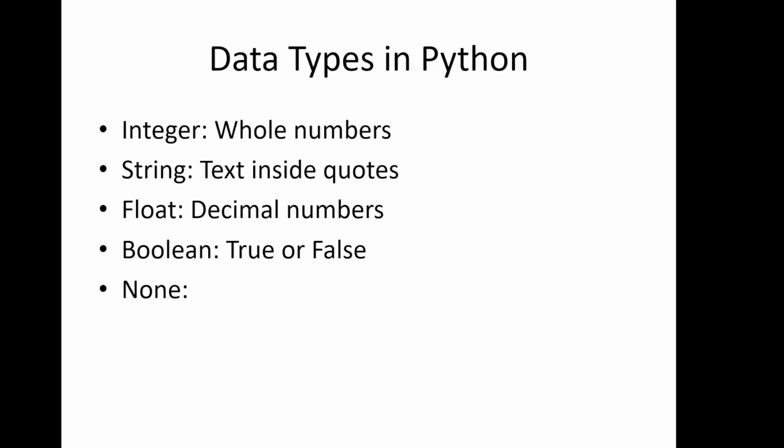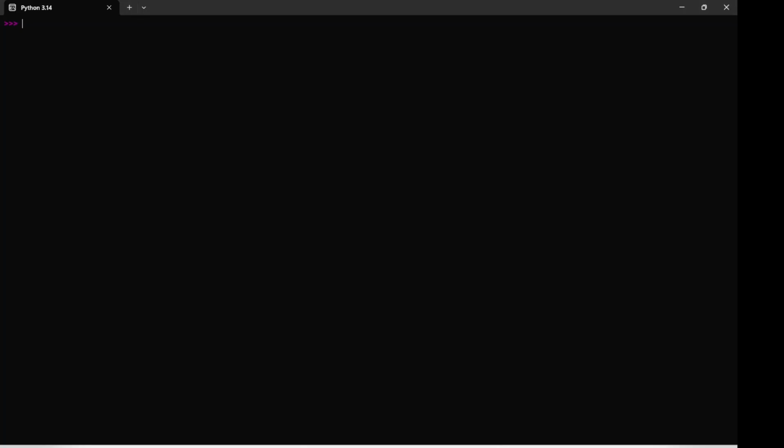Let's see practically these things. Okay, so first we will take an example of integer. Let's say age is equal to 15. So the 15 value is stored in the age variable. Let's say I want to print age. So 15 will be printed.